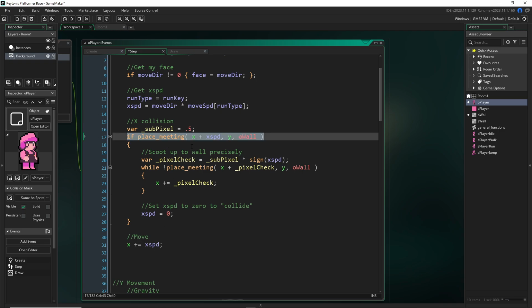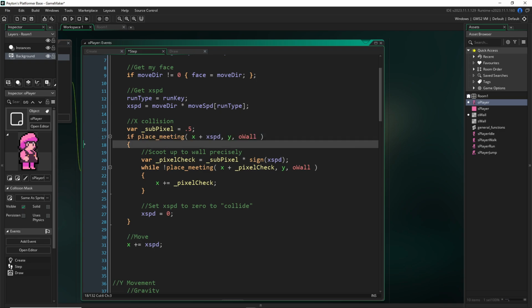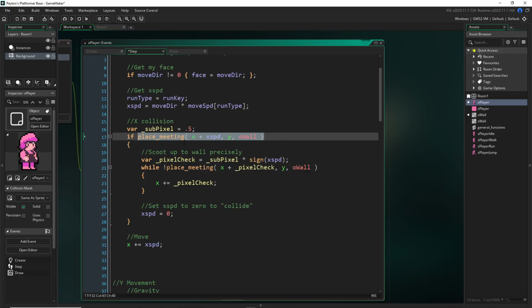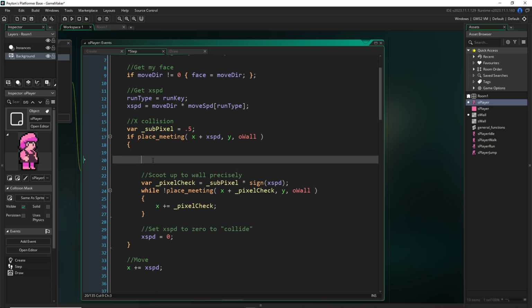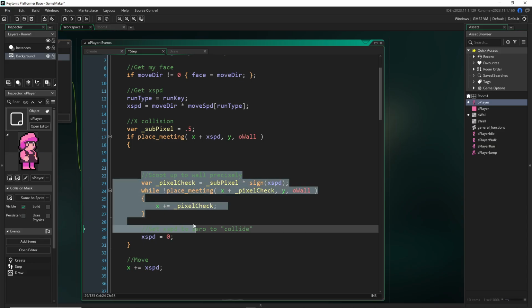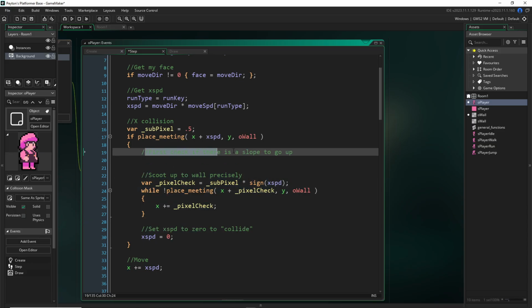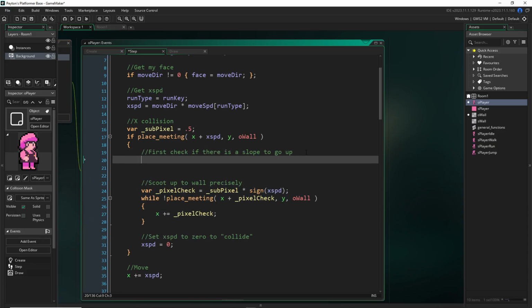First we want to keep this check. Are we going to run into a wall if we move forward with our X speed? And basically what we're going to say is, if there is a wall in the way, now we can scoot up the check first and make sure it isn't just a single pixel or a 45-degree angle or less. Otherwise, if it is a steeper angle, then we can do this regular collision code. So at the top here, I'm going to check first if there is a slope to go up. And here's what that looks like.